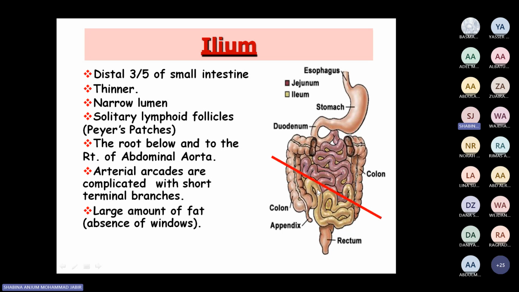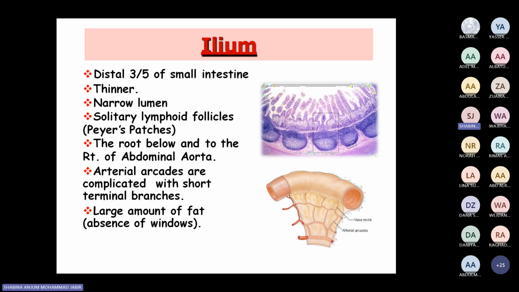Its root will be below and to the right side of the abdominal aorta. Its arcades are complicated with short terminal branches, and they will have a large amount of fat. Here you can see these are the solitary lymphoid follicles, Peyer's patches. These are the arterial arcades, which are more complicated with 2 or 3 layers, and the terminal branches are short.